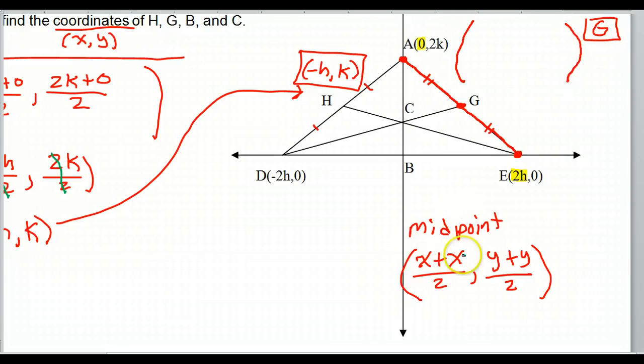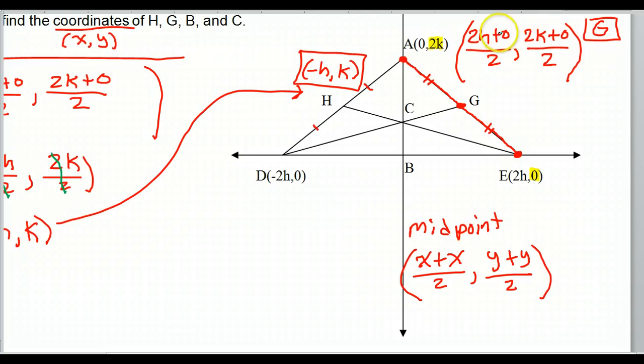So when I set up my midpoint, x plus x divided by 2, you see my x's are 0 and 2h. So I'm going to put 2h plus 0 divided by 2, comma. Now I need y plus y divided by 2, the average of the y's. The y values are 2k and 0. So I'm going to do 2k plus 0 divided by 2. These would be the coordinates of the midpoint, but we just need to simplify it.